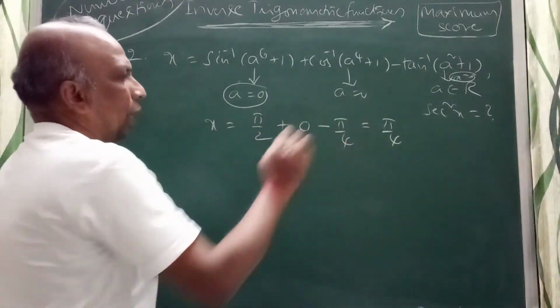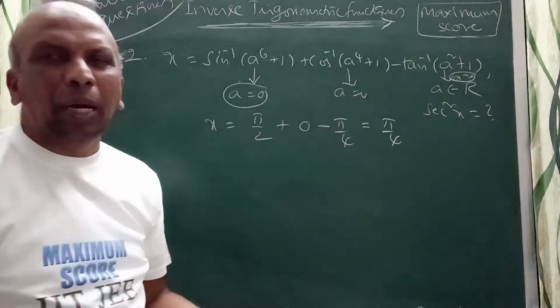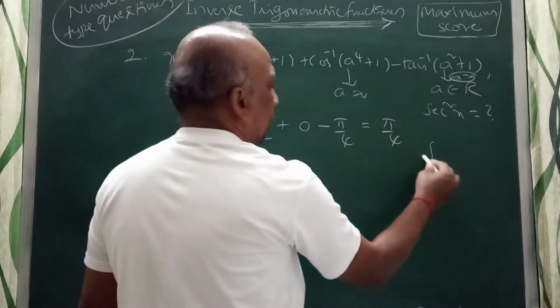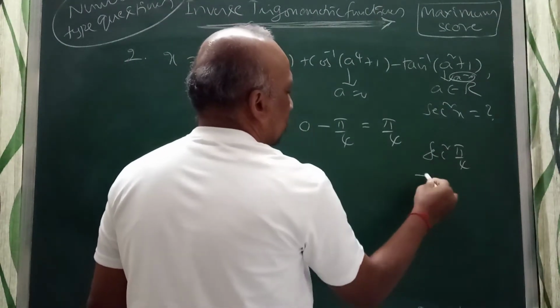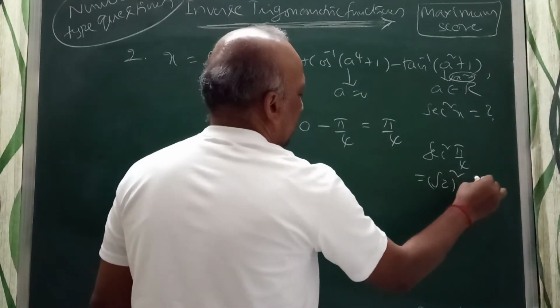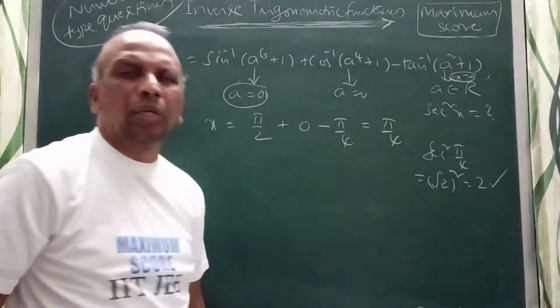X is equal to pi by 4. Secant square pi by 4. If we take secant square pi by 4, it becomes root 2 whole square. So answer is 2. That will be your answer, right?